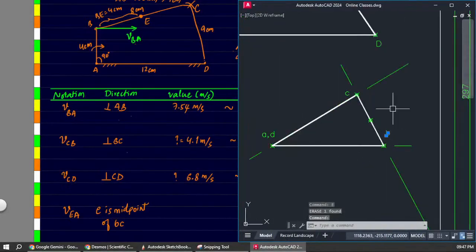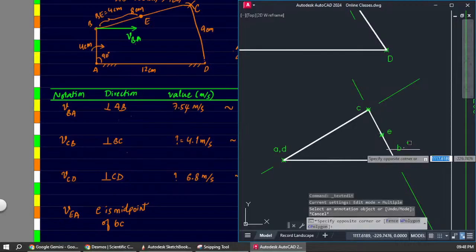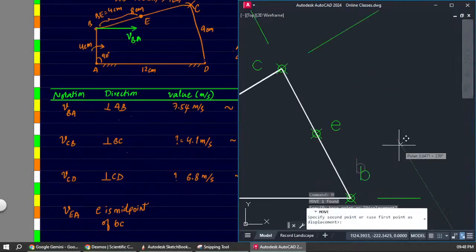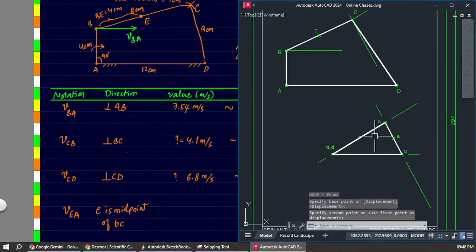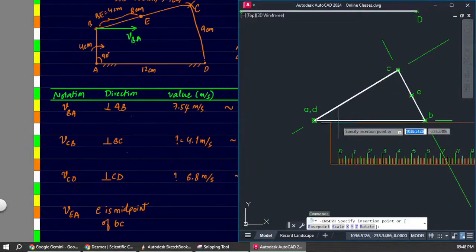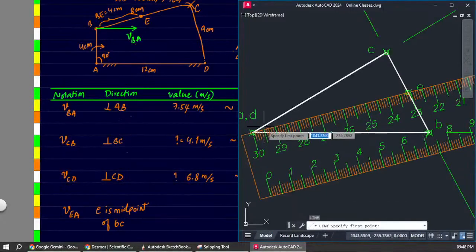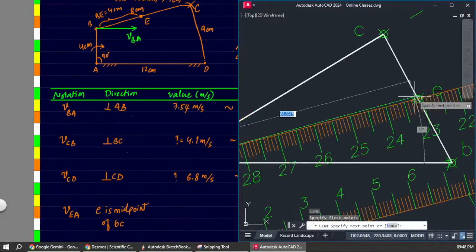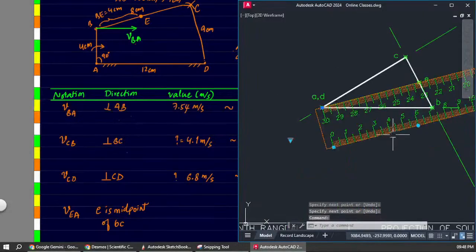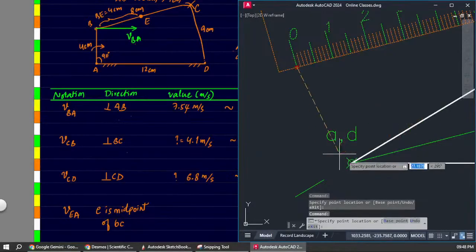So this midpoint is to be called E. And once you have the point E, we will need to join the line AE, and we will have to measure the length AE.